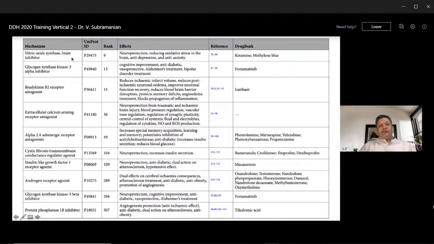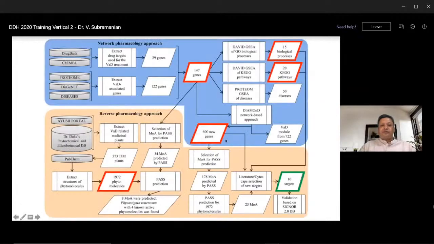If you see: nitric oxide synthase, nNOS, brain inhibitor, glycogen synthase kinase 3 alpha and beta, bradykinin B2 receptor, PTP1B inhibitor, alpha 2 adrenergic receptor antagonist. So these were the targets which we thought can be useful, and these are the drugs which are available, which can be repurposed for vascular dementia. This is the catiband, which we have used in our studies also to understand what is the effect of this.